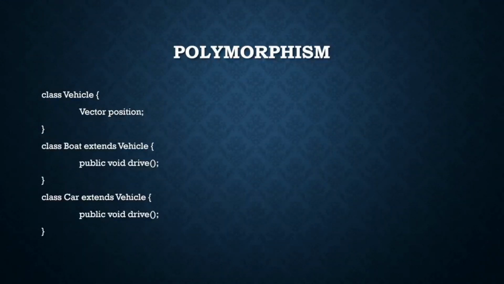As another example, maybe we have a vehicle class, and it's just got a position. Then we can say a boat extends the vehicle, and we give some drive mechanics for boating, which would be on the water. But then a car also extends the vehicle, and we can move around on the road. That would be driving on land with wheels.